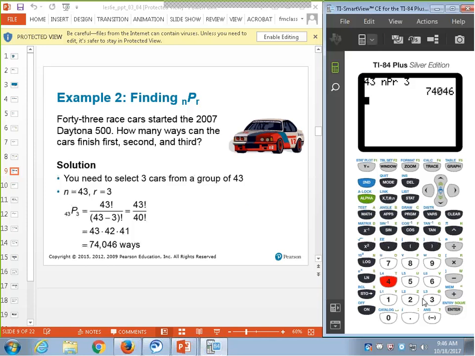43 times 42 times 41, and there's your answer. So you can apply the principle of counting. What they do is when you put 43P3, they take 43 minus 3, which is 40, and they take all the 40 down to 1, 39, 38 off, and you get it. Yeah. So that's another way of doing it. That's what you were talking about. Okay?